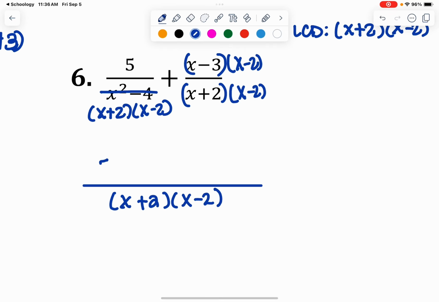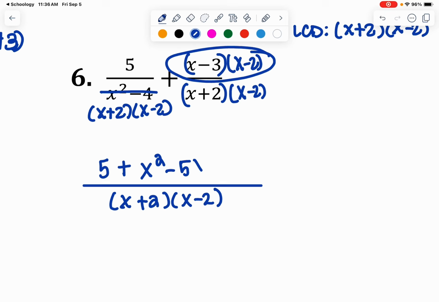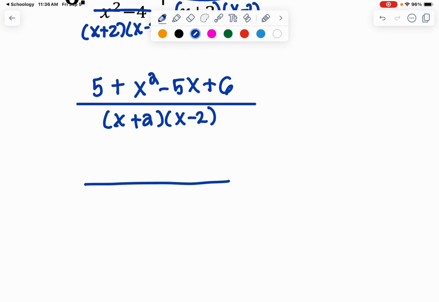My new numerator, we have that 5. It's a plus. If it was a minus, I would say like, oh yeah, I'm going to write this next part in parentheses so I can distribute the negative, but it's not. All right, multiply this out. x times x is x squared. Outer's negative 2x, inner's negative 3x. That's negative 5x. Negative 3 times negative 2 is positive 6. Clean up your numerator. Your denominator is good. And people will always ask, like, should we multiply that out? No need to. If it's simplifiable, it'll make it worse. So just leave it.